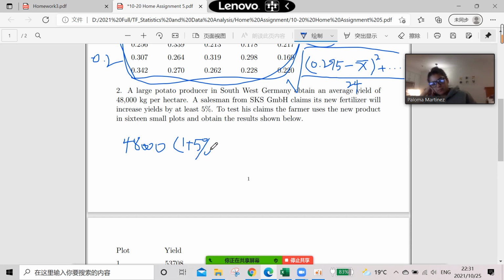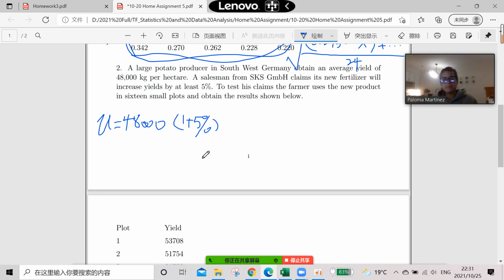And remember, every time your null hypothesis is an equation, it's not an inequality. The null hypothesis is always an equation, not an inequality. So in this case, mu equals 50,400. That is your null hypothesis.